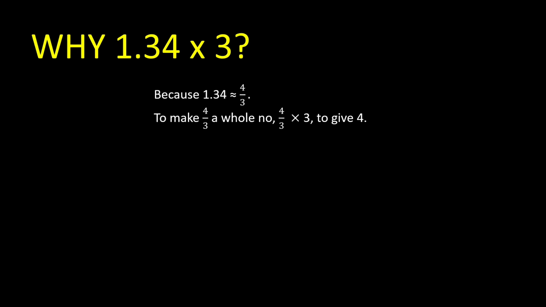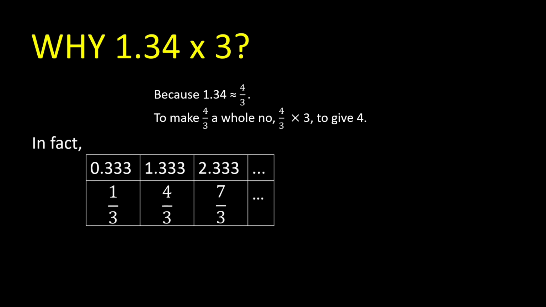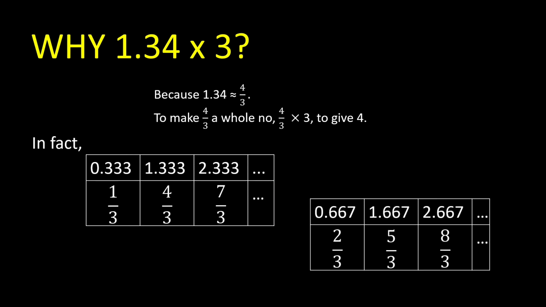In fact, when we calculate mole ratio, we get numbers such as 0.333, 1.333, 2.333. We must remember that all those numbers have a denominator of 3. To make those numbers whole numbers, we must multiply by 3. Besides 0.333, if we get 0.667, 1.667, 2.667, and others, we must remember that those also have a denominator of 3. So to make them whole numbers, we also multiply those numbers by 3.